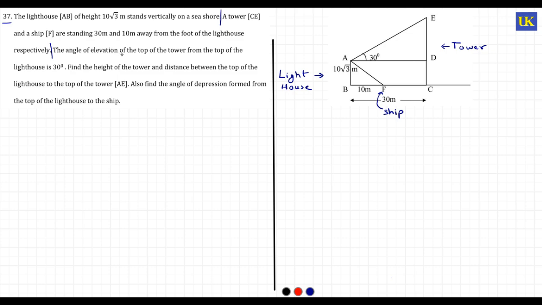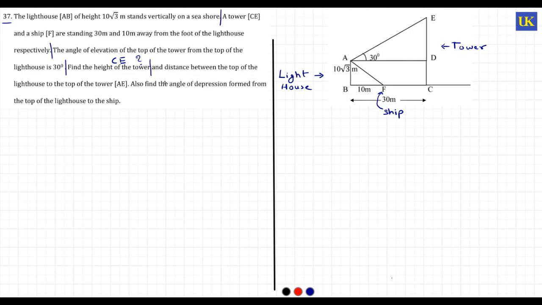The angle of elevation of the top of the tower from the top of the lighthouse is 30 degrees. That is what is given. Find the height of the tower. The tower is CE, so height of the tower means we have to find CE.